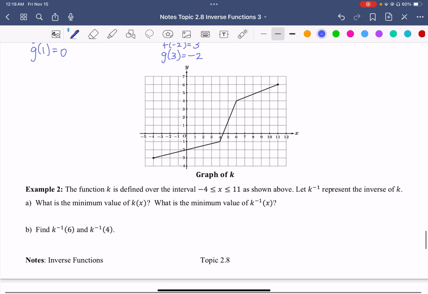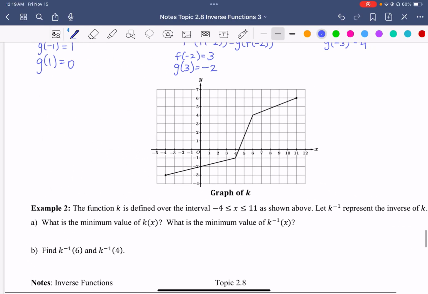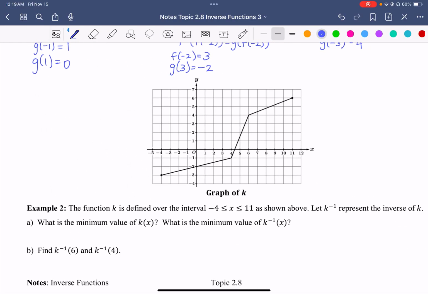Example 2 here says the function k is defined over the interval negative 4 to 11 as shown above. Let the inverse of k represent the inverse of k. And then it asks what is the minimum value of k of x and what is the minimum value of the inverse of k of x. Okay, what I would like to do first is find the domain and range of k of x.